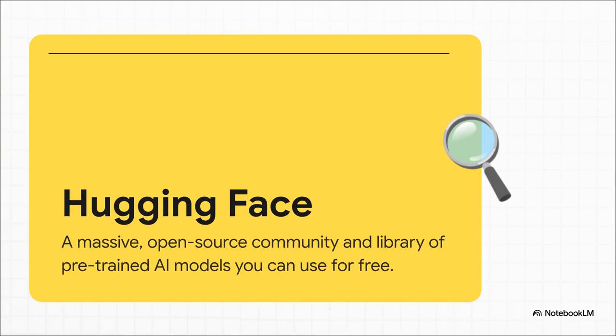First up, you've got Hugging Face. The easiest way to picture this, it's like a giant digital library. But instead of books, it's packed with these powerful, pre-trained AI brains that super smart people have already built. And the best part? We can all just borrow them and use them.